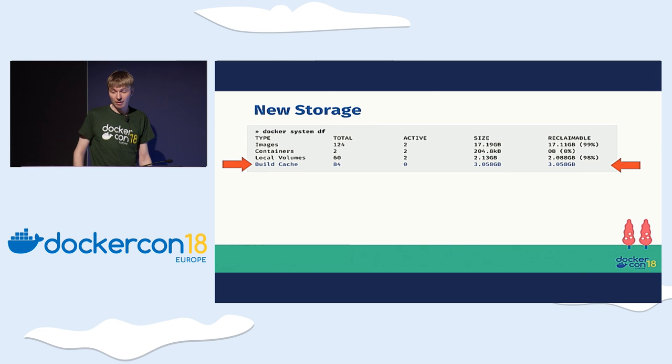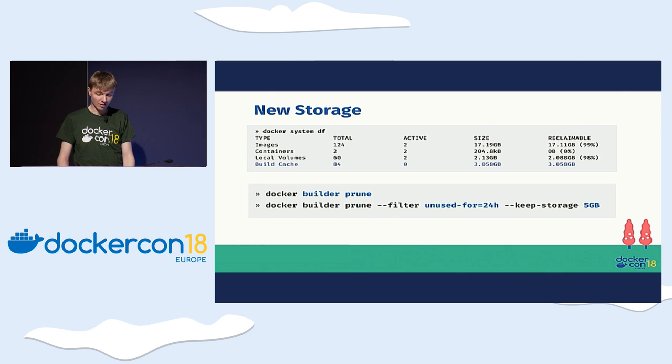Some other quick things that you will notice different is we have a completely new storage model. So we don't create hundreds of images anymore that you need to manage on your own just for holding build cache. Build cache is now a separate line in the storage management. And we have a special new command if you want to clean up your build cache, docker builder prune.